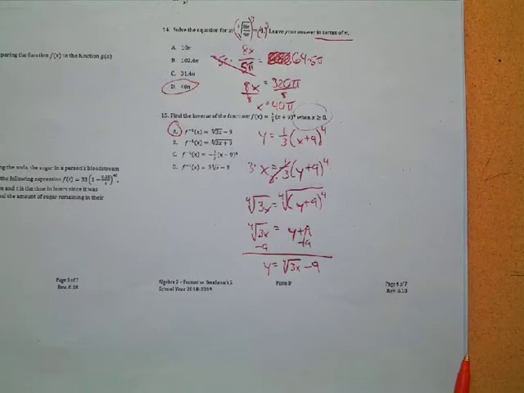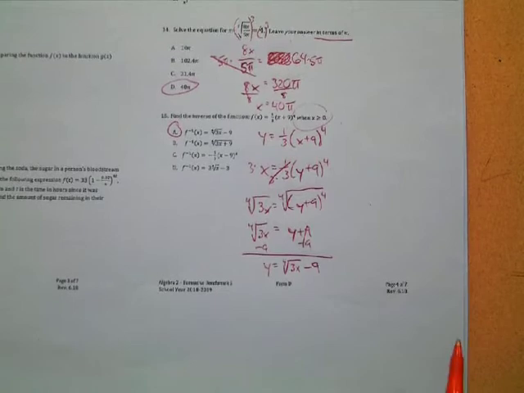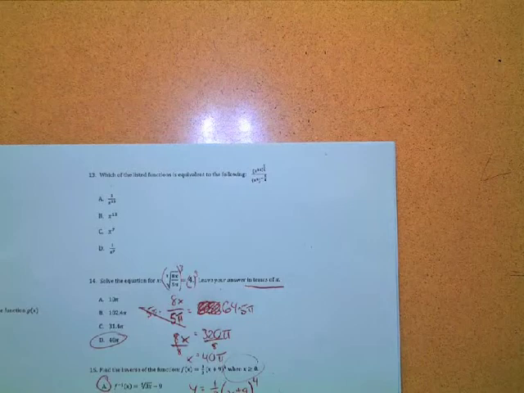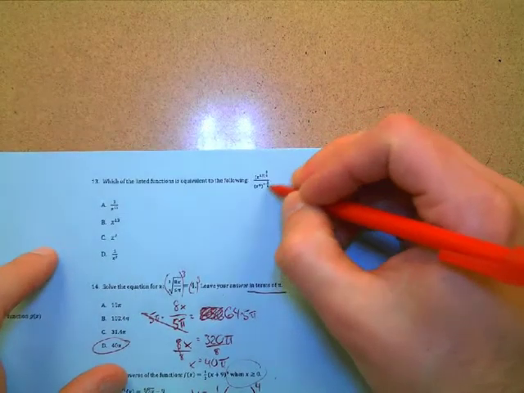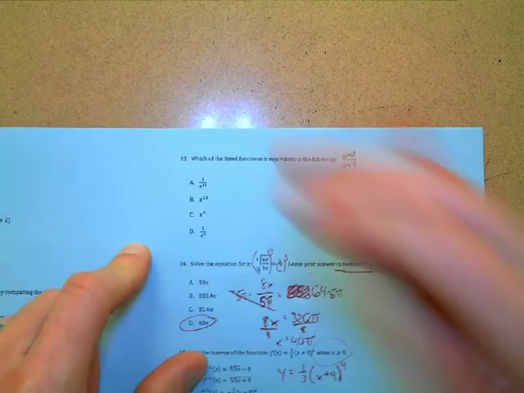All right, so let's take a look then at another one that your calculator kind of can help you with, but not super great. Let's look at 13, for example. Okay, 13, I'm going to zoom in some more on this one. The directions say which of the listed functions is equivalent to the following. So basically, we just want to simplify this and then get our answer here. So just use your exponent rules.